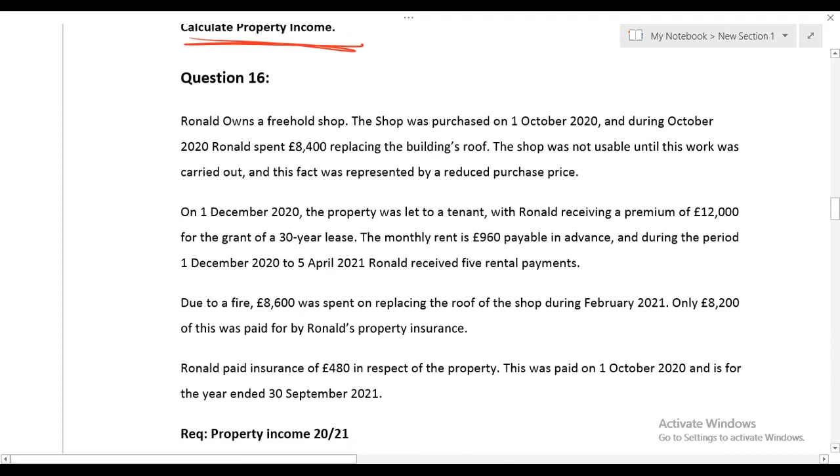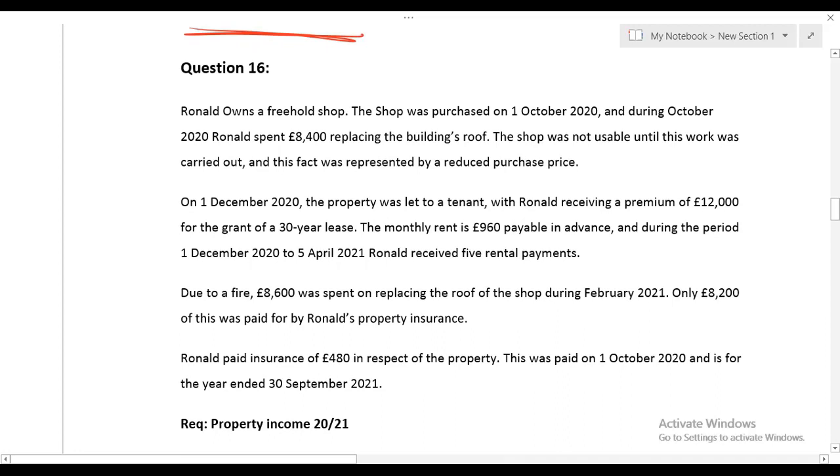Look at this question 16. Again, I would just say one thing. You should pause the video over here and attempt this question by yourself. Okay, let's see. We need to calculate property income 2021.